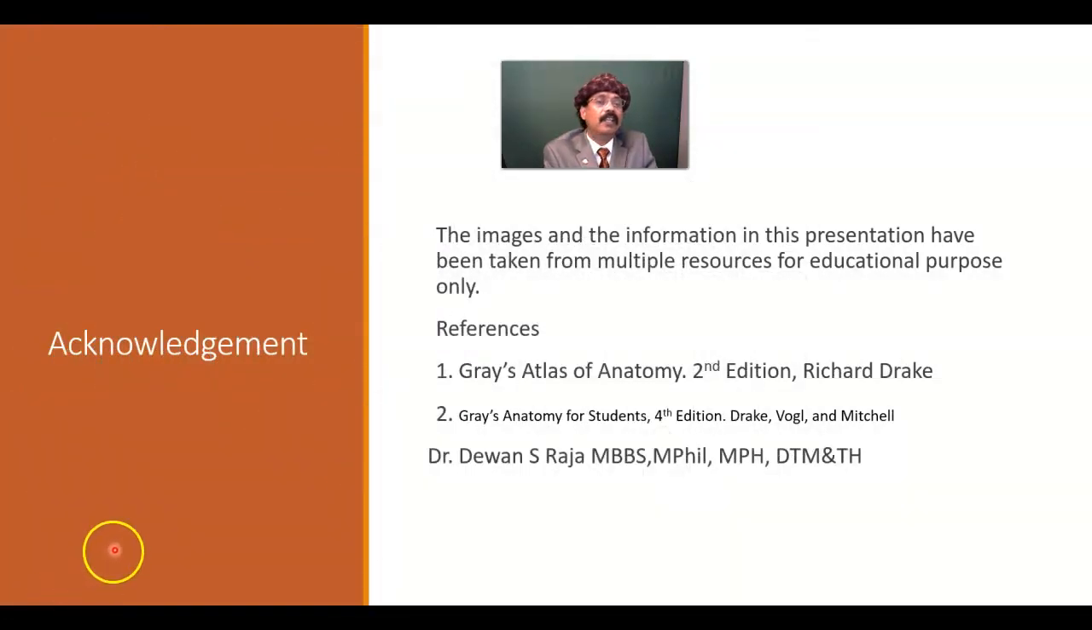That's all about the anatomy of the temporomandibular joint. We have to know it in detail.